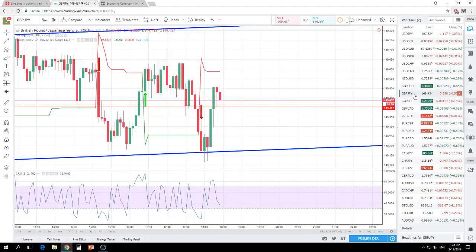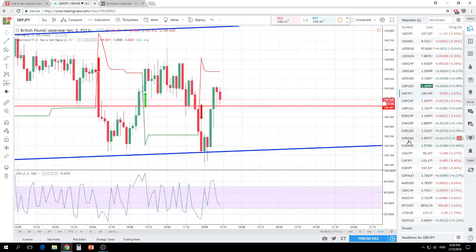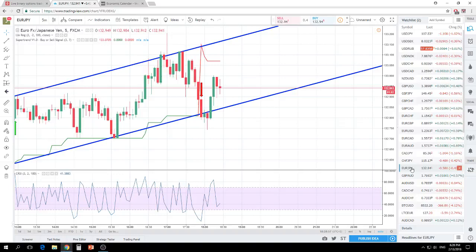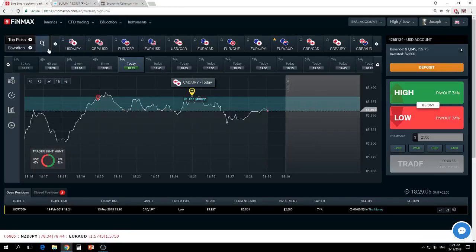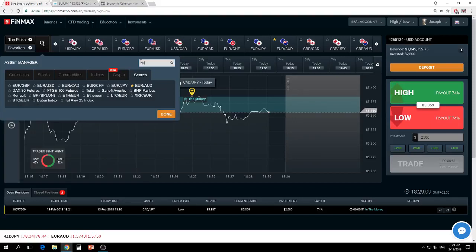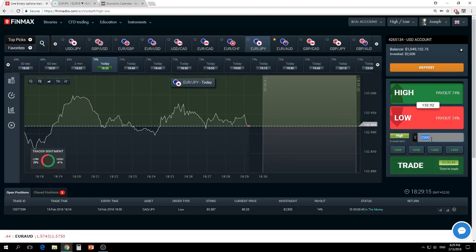GBP JPY, let me check it. Okay, and Euro JPY. Where is Euro JPY here? I will prefer to trade on Euro JPY at the moment. Let's prepare our platforms. Euro JPY. We are trading on it high with 1,000 US dollars for 5 minutes, of course, and be also attentive again to our trade on Canadian JPY.